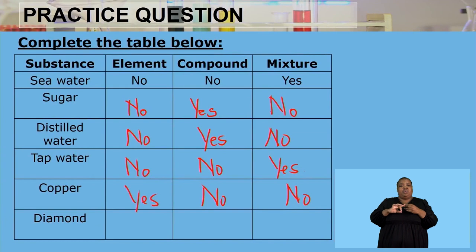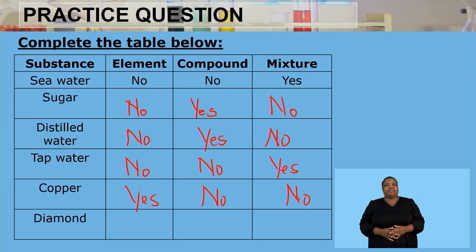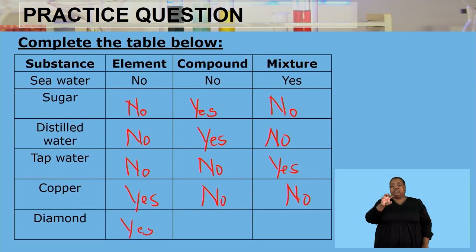And then the last one, diamond. Diamond is an element made from carbon. So therefore, it's not a compound, it's also not a mixture. So this one is an element. Diamond is made of carbon, and we can find carbon in the periodic table. So it makes diamond an element.